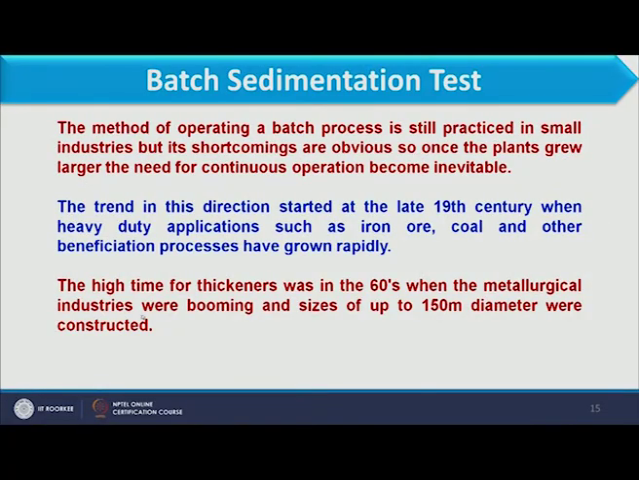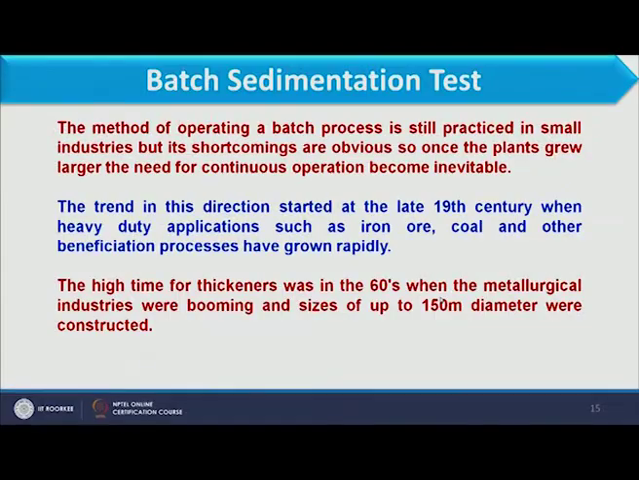The high time for thickeners was in the 60s, when the metallurgical industries were booming and sizes of up to 150 meter diameter were constructed. So here you can observe that the diameter of the tank is 150. Such a huge diameter of tank, this is one example only, we have smaller sizes also, but you can imagine the larger size of this. Therefore we have to design the thickener very carefully, because slightly over designing of this will give financial losses to the industry person.